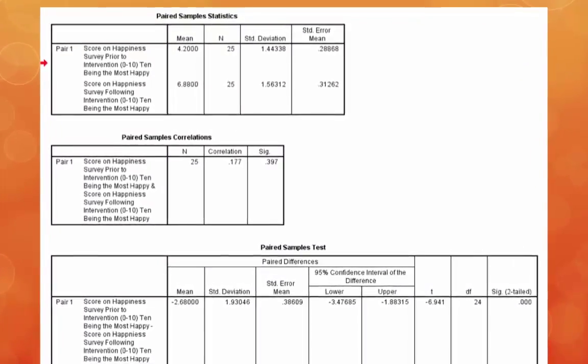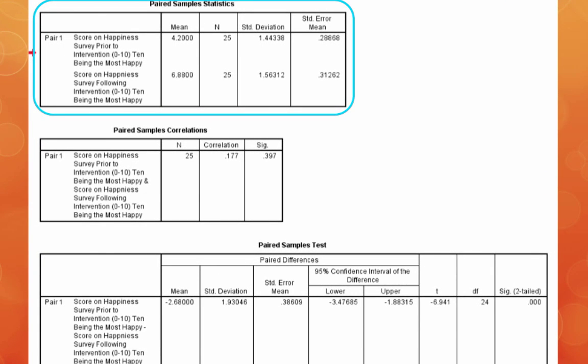So we can verify that by looking at the first table, which gives us our descriptive statistics for our sample. In this case, we see our sample size of 25, which makes sense because we know that we had a total sample size of 50 and we had 25 folks in each group. We see the average happiness level before and after, and then some more descriptive statistics, standard deviation and the standard error of the mean. The second table is all about correlations between these two variables.